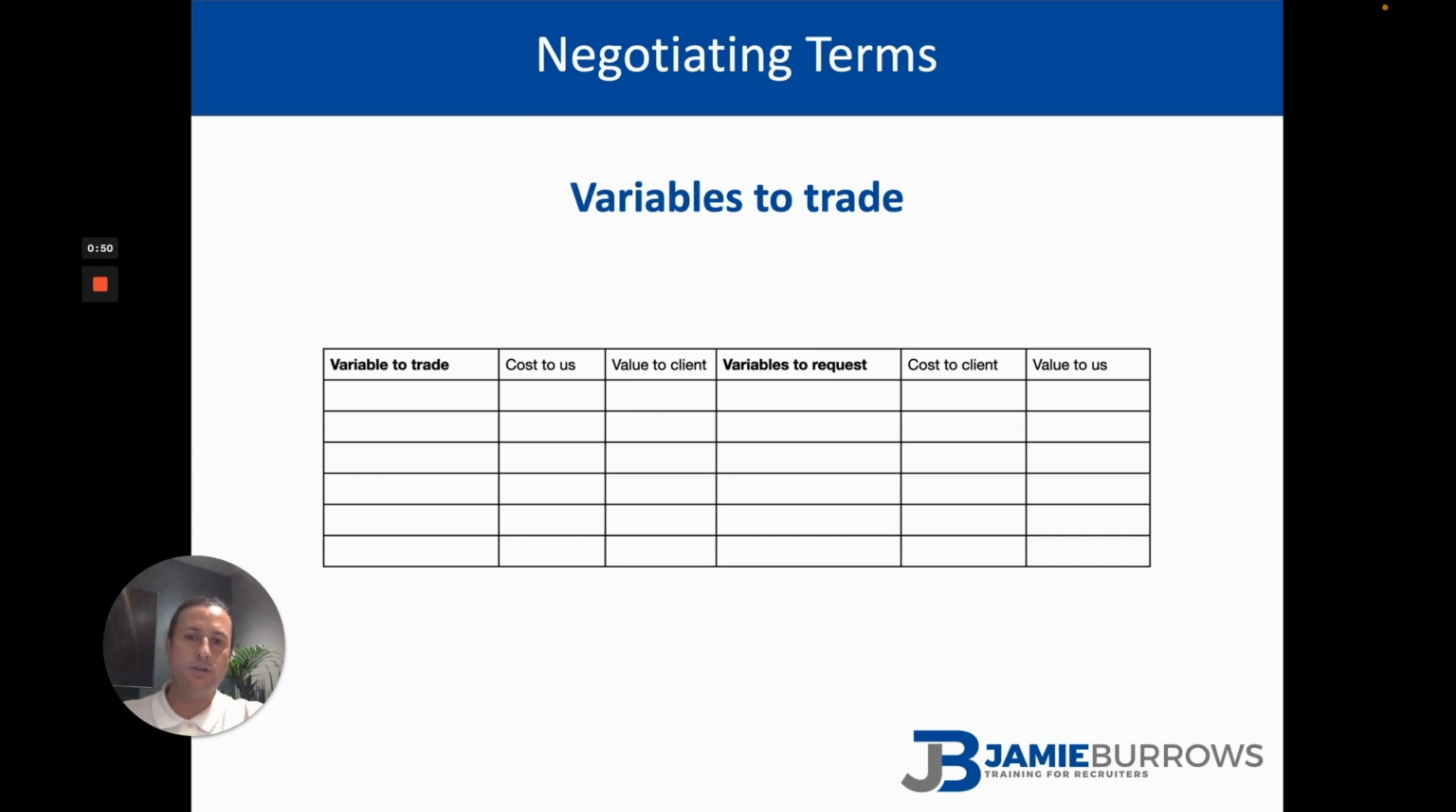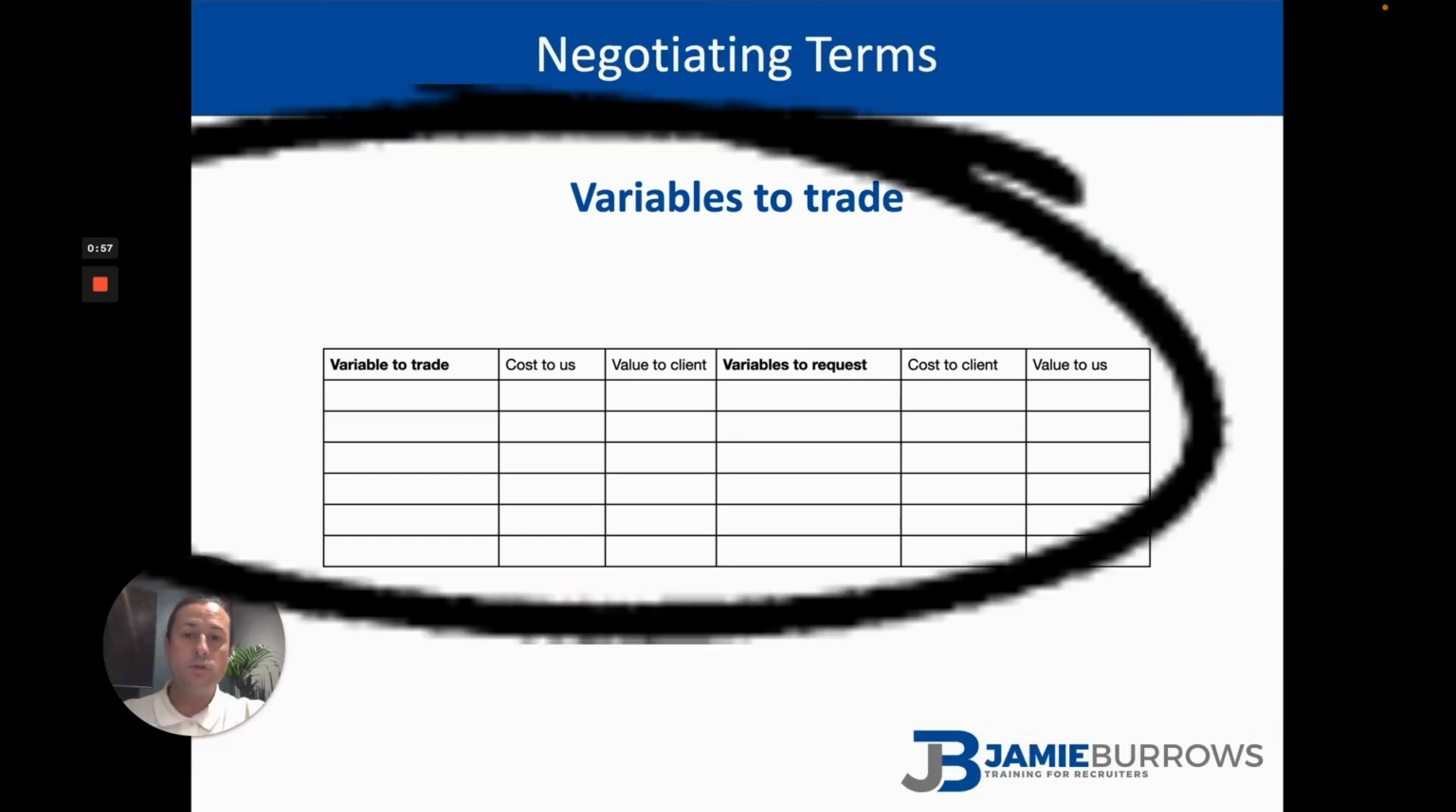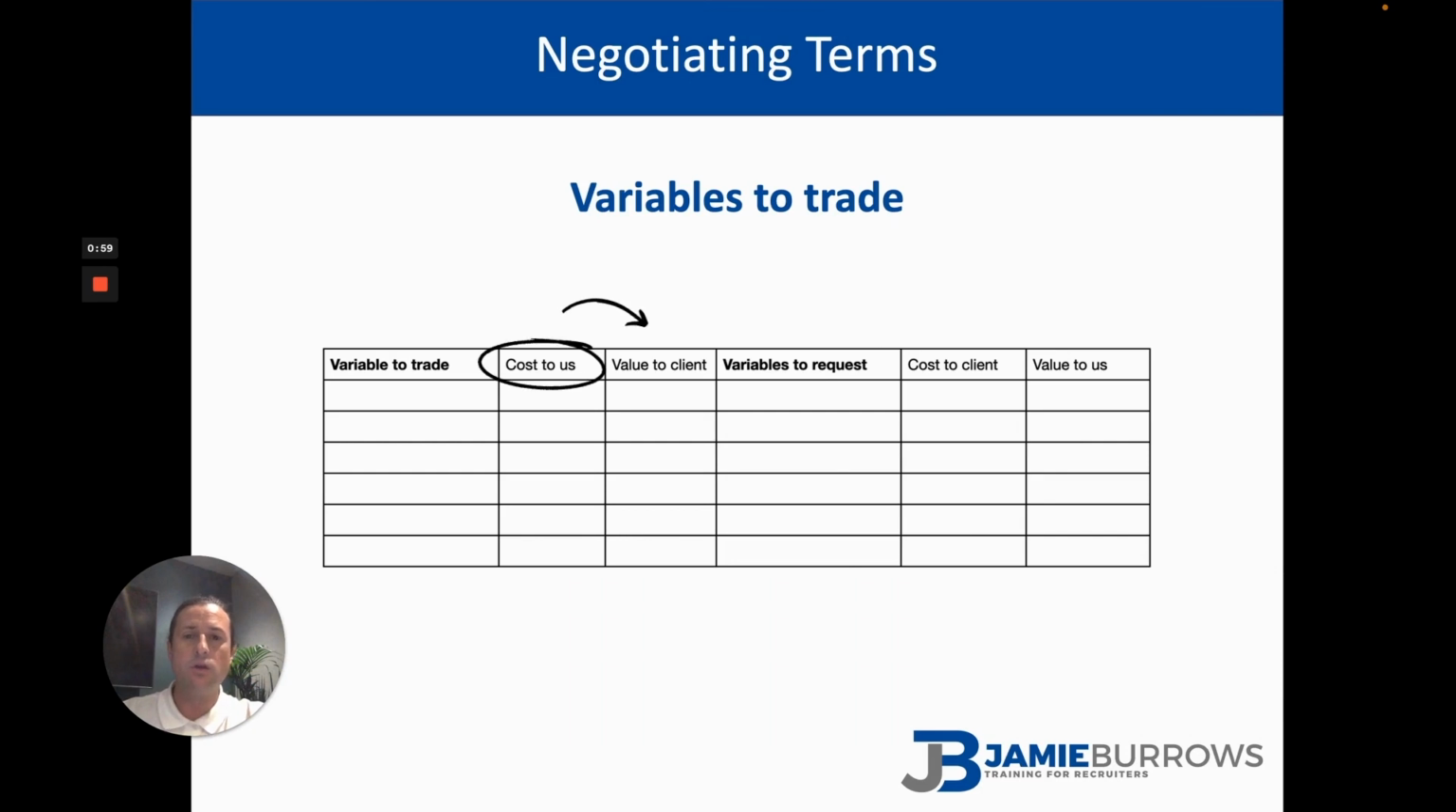You'll also notice on there's a couple of columns. So when you've got your variables to trade, you've also got the cost to us, the cost to you as a recruiter, and then what value that thing will provide to the client. On the opposite side, you've got the variables to request from your client, so your full terms or whatever else it might be, exclusivity, the cost to the client, and then the value to you. So I'll explain a bit more, this might help.